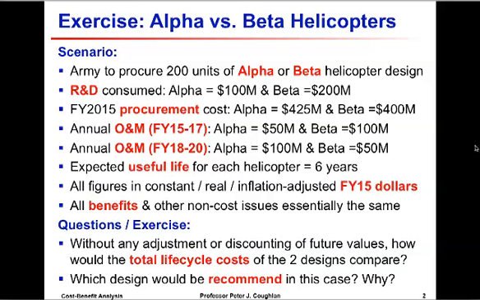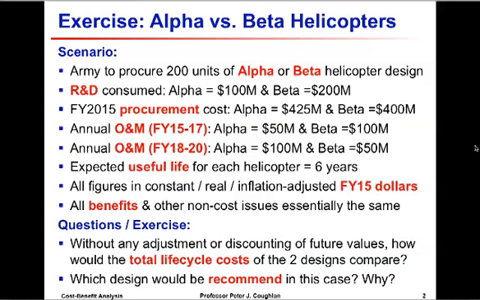For the first 3 years, for Alpha it will be 50 million and Beta 100 million. But then it changes in the latter 3 years, which is $100 million for Alpha and 50 million for Beta. And the useful life is exactly those 6 years, so we're looking at the 6-year time frame here. For now, we're assuming that all figures are in constant, real, inflation-adjusted FY15 dollars. And we'll talk about exactly what that means, because that's sort of the point of this lecture today.